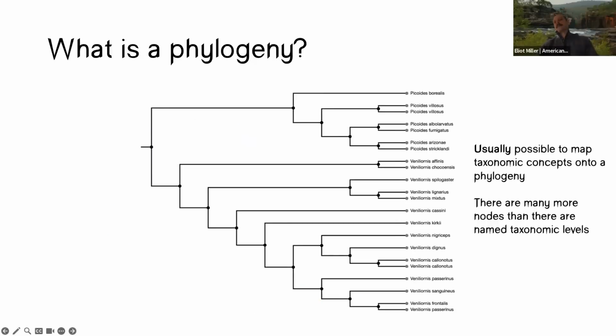So you can easily map taxonomy onto a phylogeny like this, where, for example, this node, this common ancestor, represents the progenitor of all the species in the genus "Picoides." And I'm putting that in quotation marks here because in this figure, Picoides does form a single group on the tree. But as you'll soon see, that's not quite right. And then here, for example, we can show where the common ancestor of all Vanilliornis species lies. So we can map taxonomy to phylogeny, usually.